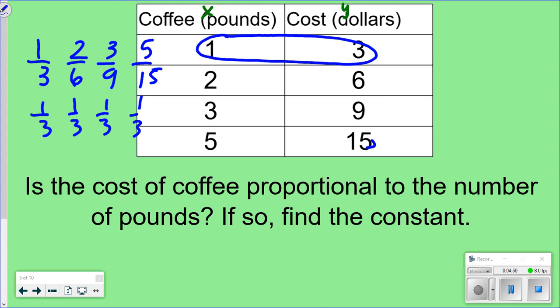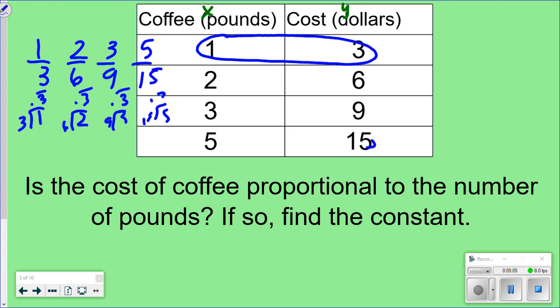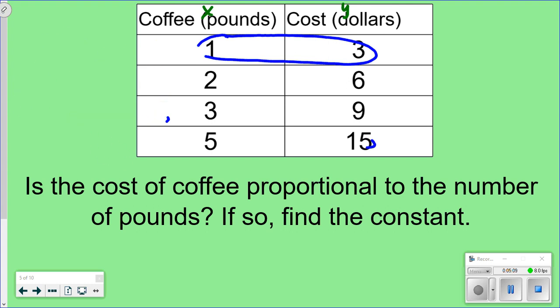So I showed you the butterfly method, and I showed you reducing. You could also divide, you guys. You could take 1 divided by 3, 2 divided by 6, 3 divided by 9, 5 divided by 15, and guess what? You're going to get 0.3 repeating for every single one. Also in proportion. Okay, so 3 ways right there. So yes, this is in proportion.